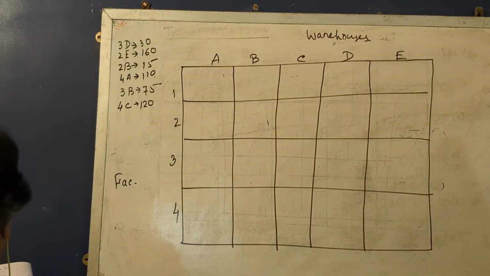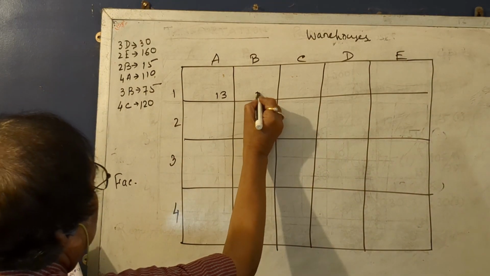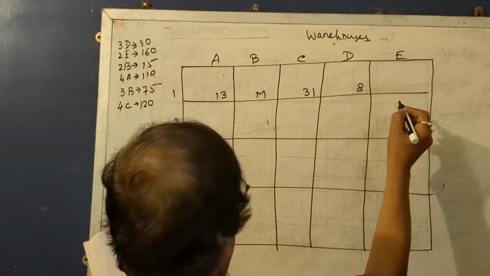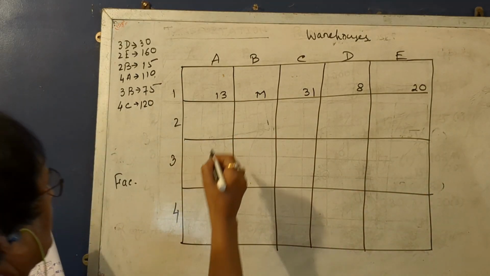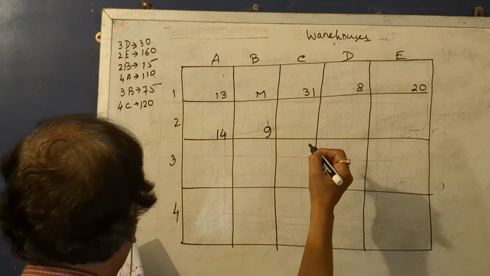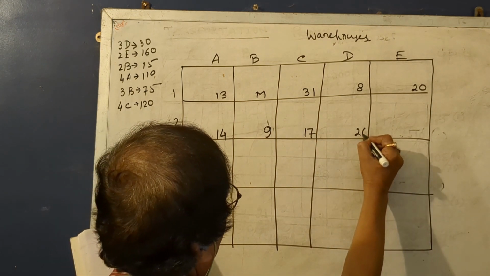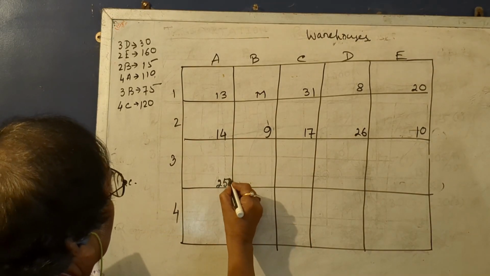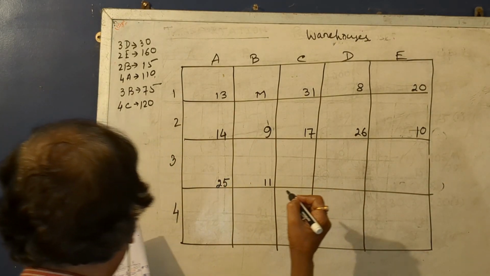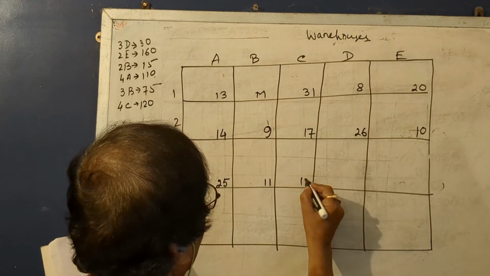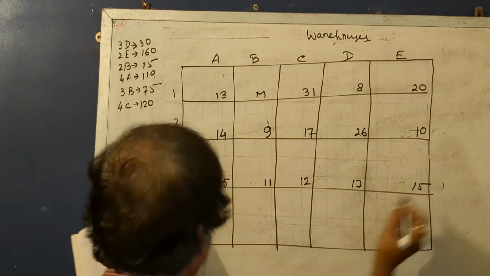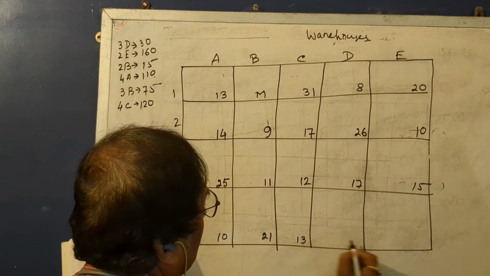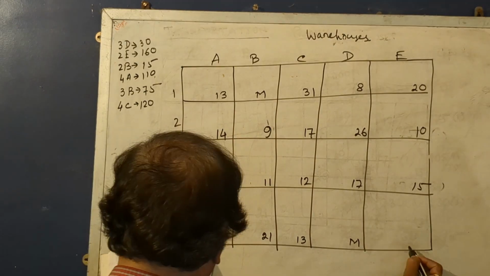The transportation costs are 13M, 31.8, 20, and next 49, 17, 26, 10, 25, 11, 12, 17, 15, 10, 21, 13M, and 17.